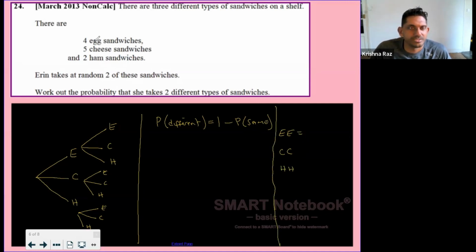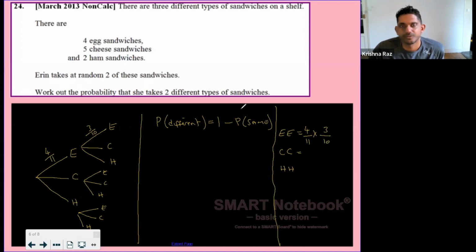So the probability that the first sandwich is egg is 4 out of 11. Having taken an egg sandwich, there'll be 1 less sandwich there, which will be 10, 3 of which will be egg. So yeah, we could have filled it in on the tree, but personally, I don't think it's a necessity.